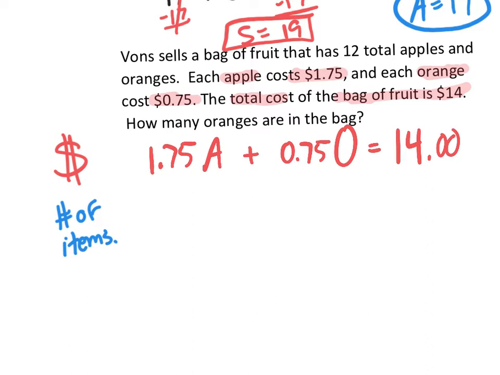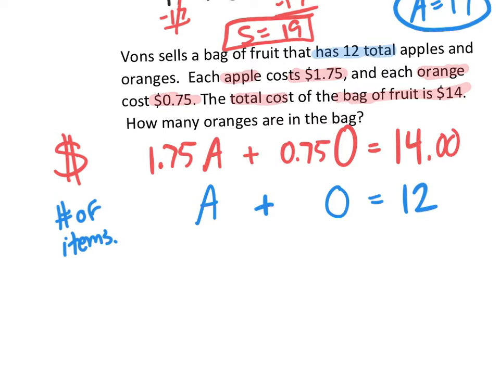Now we're going to create an equation based on the number of items. Now we are not talking about baskets at a basketball game. We are not talking about bags of chips. We are not talking about tickets. Right here we're talking about fruit, right? And I don't know how many apples, I don't know how many oranges, but I know that the total amount of fruit in this bag, if we look back to the word problem, it says it has 12 total apples and oranges. So I know that if I add the A plus the O, I will get 12 total pieces of fruit in my bag.